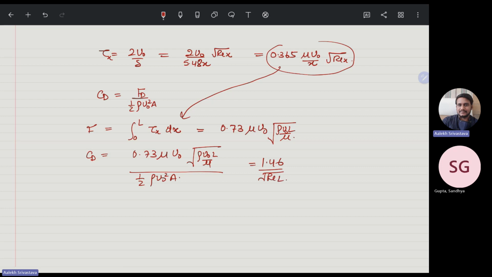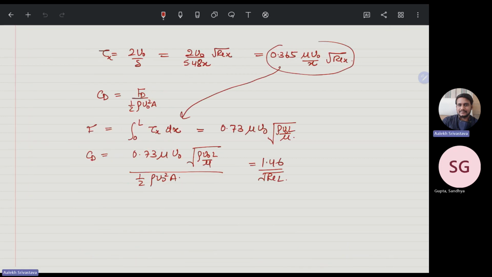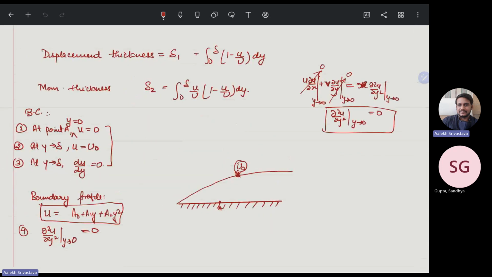So simply by knowing the velocity profile, you can get the expression for delta. Then you can get the expression for shear stress. Then you can get the expression for the drag. Also for the displacement thickness and the momentum thickness, we can get the expression. So displacement thickness is this much.